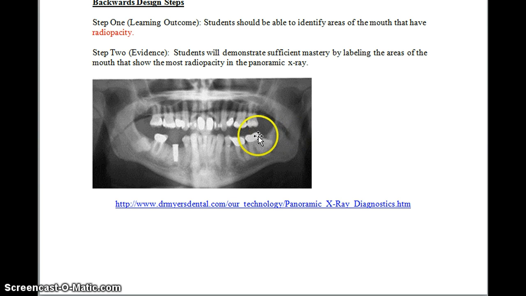Those areas would be things like a crown, an implant, a filling, and as you can see, there are things that have radiopacity and they have different levels of radiopacity. So I want my students to identify anything that's really bright white, like a crown or an implant or a filling.